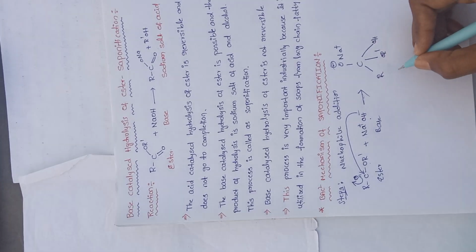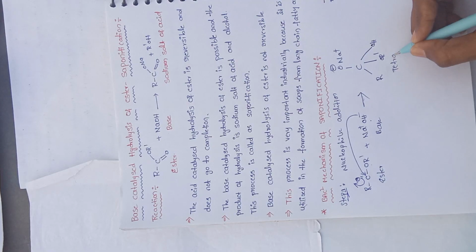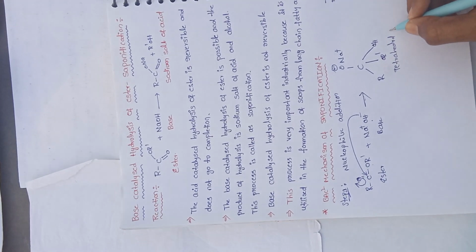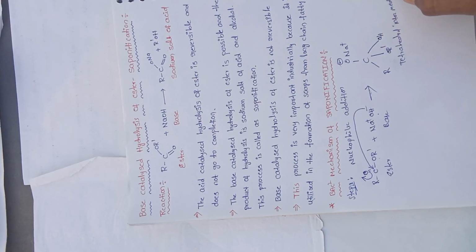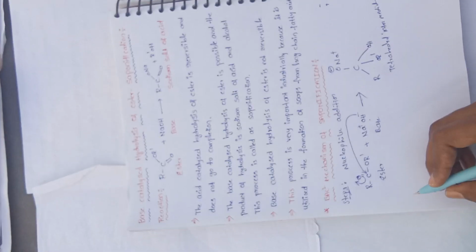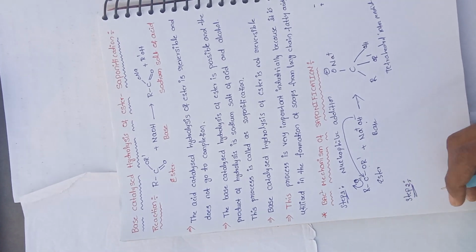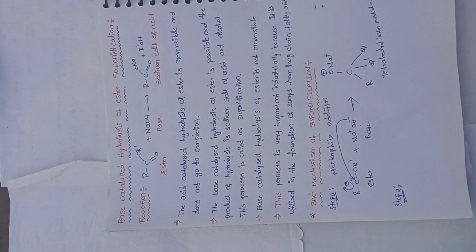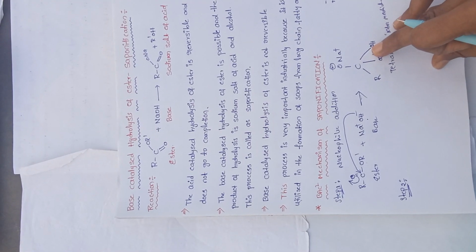So what happens here, tetrahedral intermediate. So what formation is here, tetrahedral intermediate. So coming to step 2, the intermediate eliminates alkoxide ion.